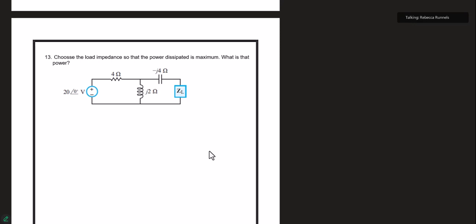So the way to find where the power dissipated is a maximum, what you want is for your load impedance to have an imaginary part that cancels out the imaginary part of the source. So what you want to do is find the Thevenin equivalent of the source.